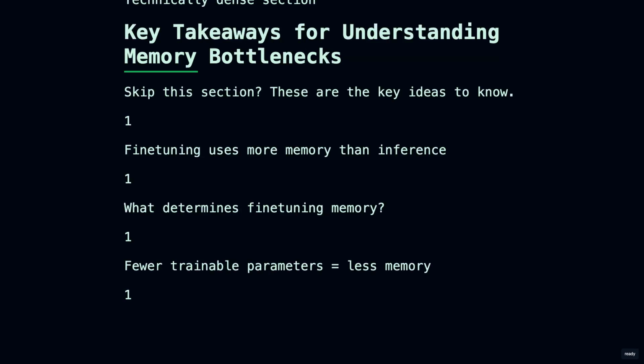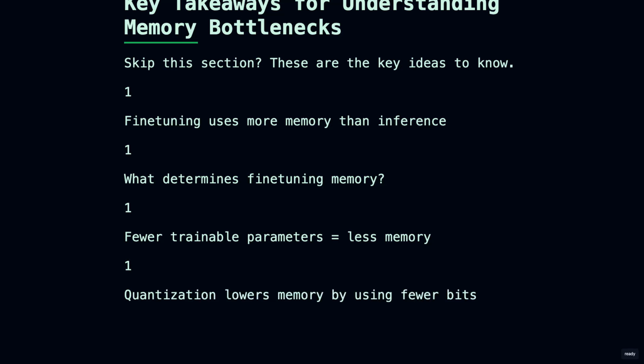The next takeaway is about another lever you can use, changing how the numbers are stored. This is where quantization comes in. Quantization means representing values with fewer bits. That is a simple and very effective way to shrink memory use. For a 13 billion parameter model, moving from 32-bit to 16-bit storage cuts the weight memory roughly in half, from 52 gigabytes to 26 gigabytes.